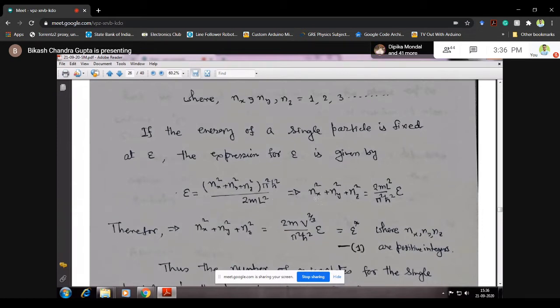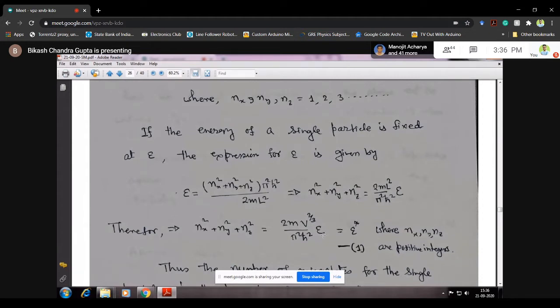So you rewrite again. You will write nx square plus ny square plus nz square equals twice m L square by pi square h cut square times epsilon. Now this L cube is V, and therefore you can express L in terms of V, and therefore twice m V to the power 2/3. So nx square plus ny square plus nz square equals twice m V to the power 2/3 by pi square h cut square times epsilon.